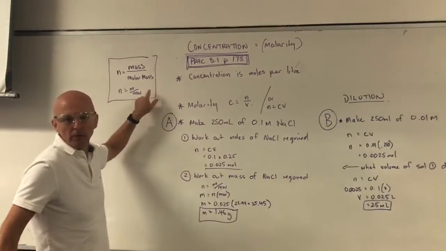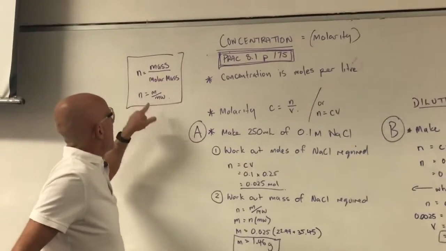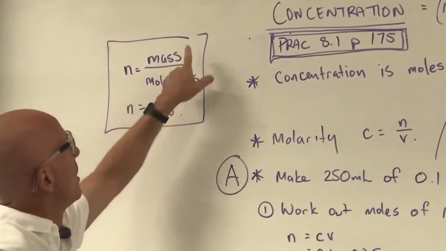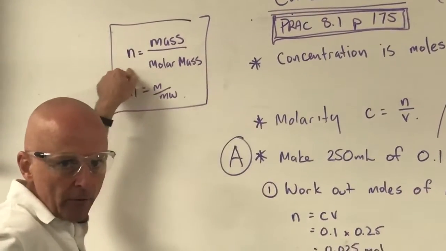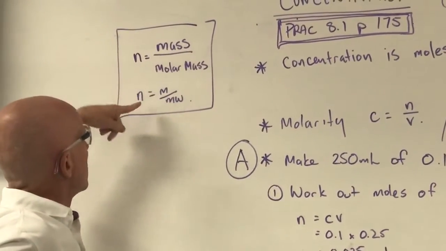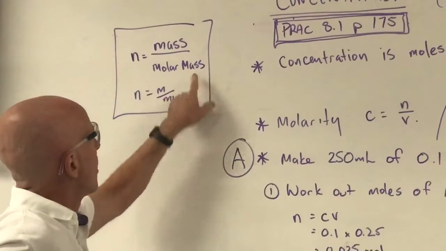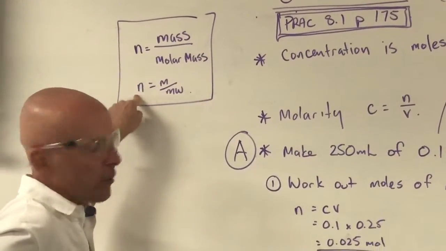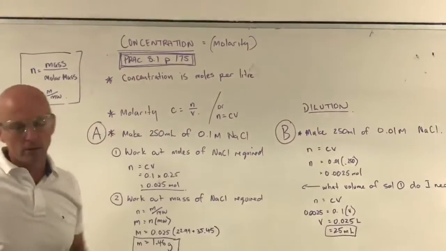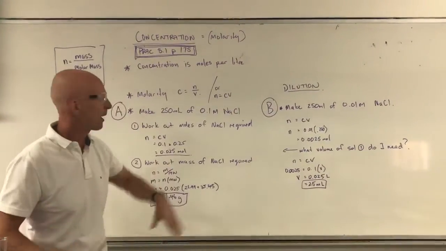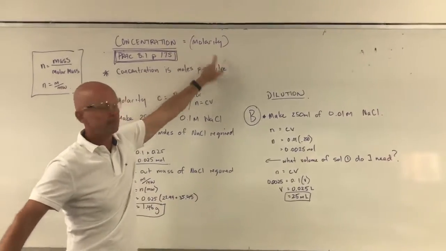First thing that you've been doing already is you know how to calculate number of moles by getting the mass of something and dividing by its molar mass off the periodic table. Sometimes we call it molecular weight instead of molar mass. So you should be very familiar with this formula. Number of moles is mass over molecular weight. We're moving on now to a new concept, which is concentration, sometimes called molarity.